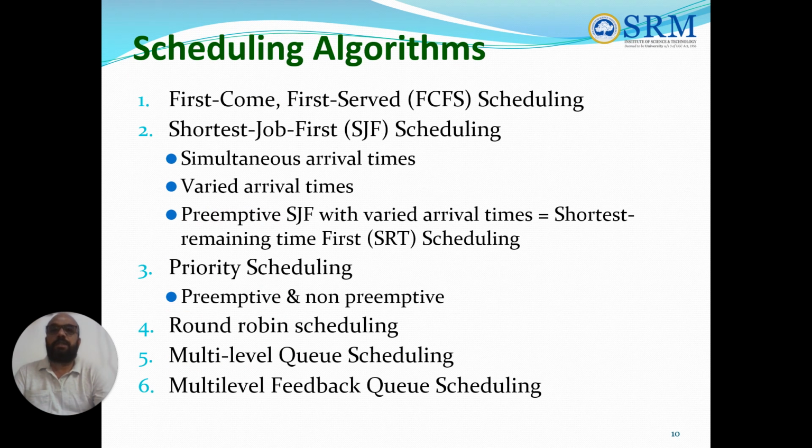So there are various scheduling algorithms. First come first serve scheduling, shortest job first scheduling. In shortest job first, we have simultaneous arrival times and then varied arrival times. And preemptive shortest job first with different arrival times, we name as shortest remaining time first. Priority scheduling also includes preemptive and non-preemptive, followed by round robin scheduling. In the next video, we will look at each and every scheduling.